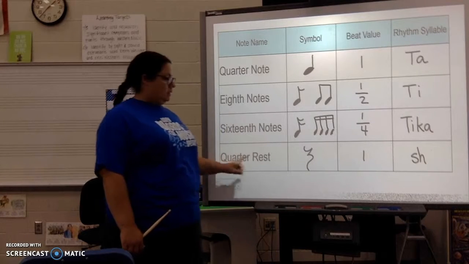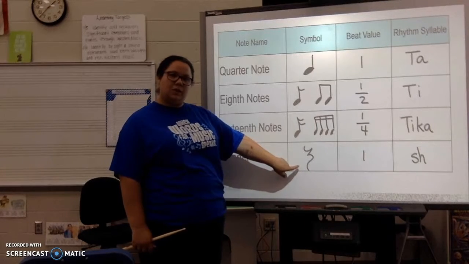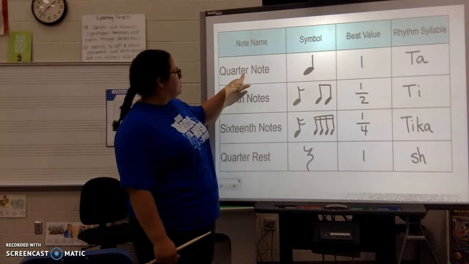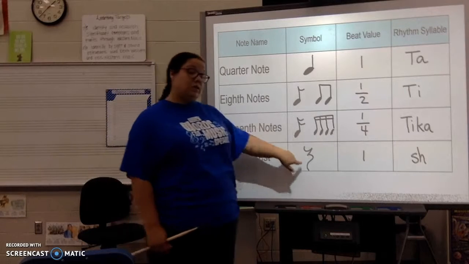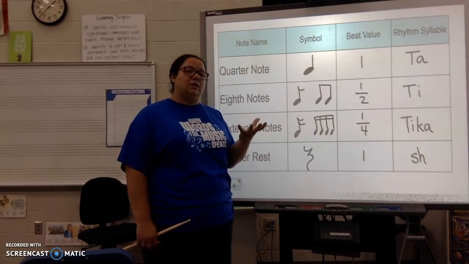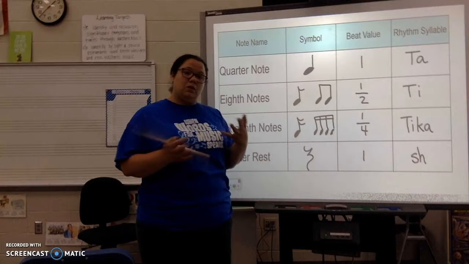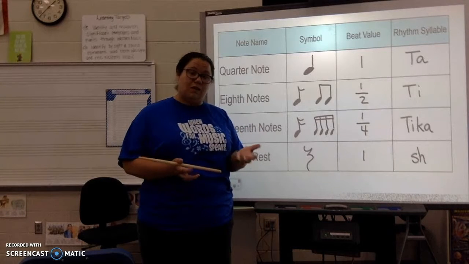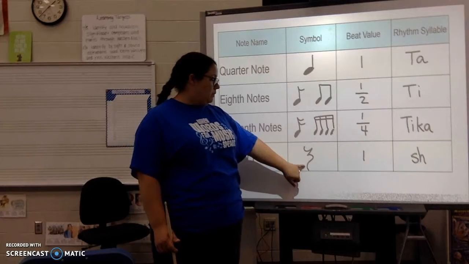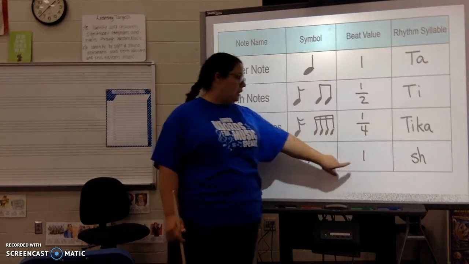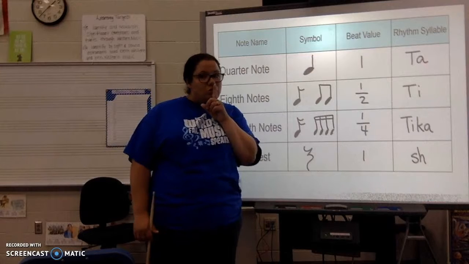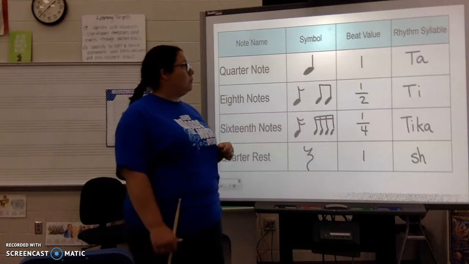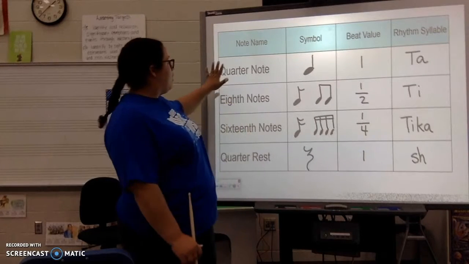Last, we have a quarter rest. It looks like a fancy 3 down here. It gets a whole beat, just like a quarter note. See, they have the same name. This one's just called a rest. A rest is what gives us silence. Just because we don't play anything doesn't mean that we don't have a symbol for it. So this symbol is a rest, and it gets 1 beat. And just to make a place for it, we say shh, just to remind us to be quiet on that beat.